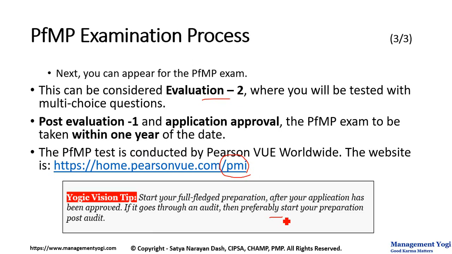So to recap, audit can happen. If audit happens, give the material as needed by PMI, and your audit will pass through. It is not that hard a thing; the audit will not be failing. Most of the time it passes through. Then you have a panel review, which is evaluation 1. Then you have to appear for the exam, which is evaluation 2. And then you are a certified PMI-PfMP.